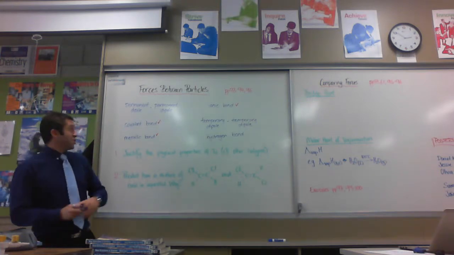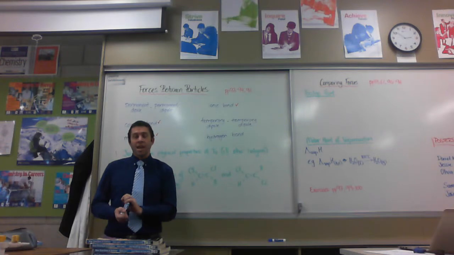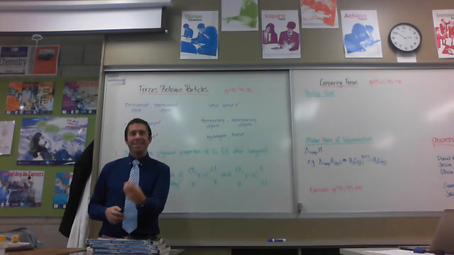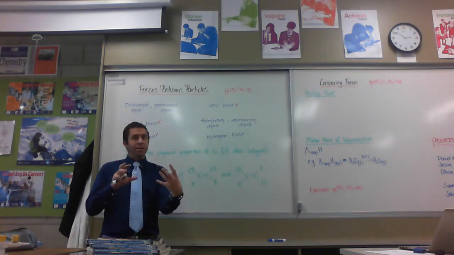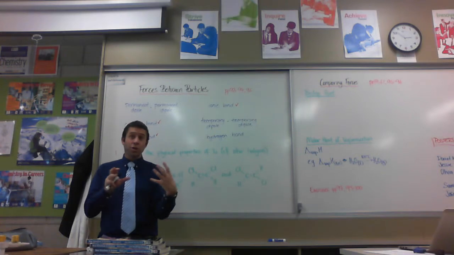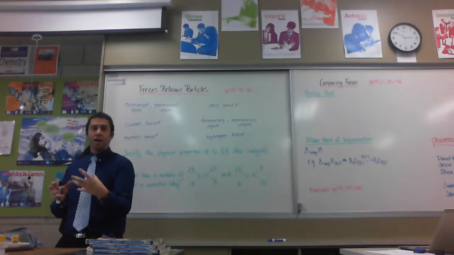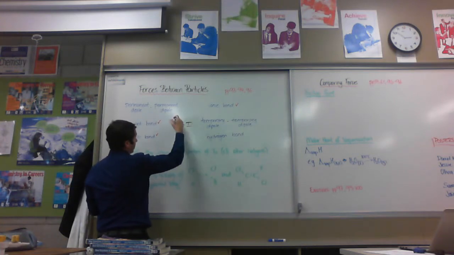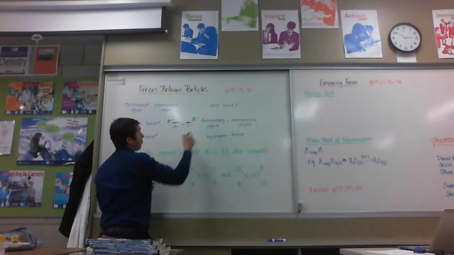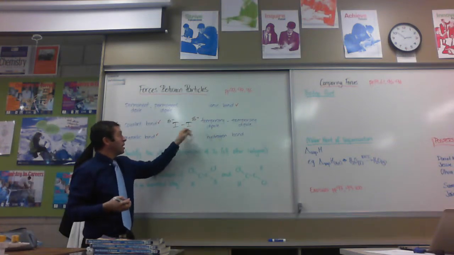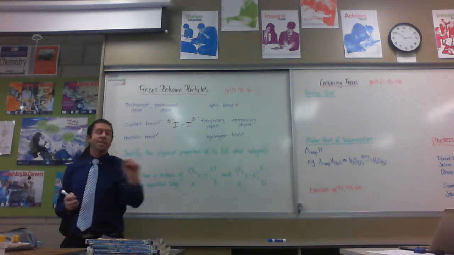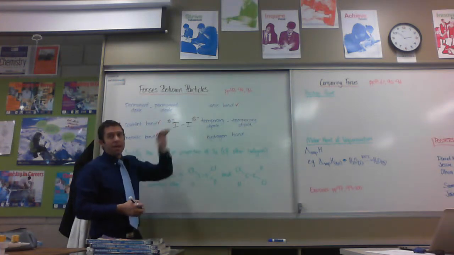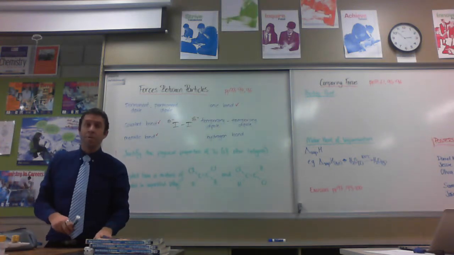The forces themselves are called temporary dipole forces. They're created because in the electron cloud at any one instant, the electrons might not be evenly distributed. So if we go for iodine, I could have a delta minus around one iodine atom and a delta plus therefore on the other side of the molecule, because the electron cloud, just for an instant, is centered a little bit more this way than this way. And that's what we call an instantaneous or temporary dipole.